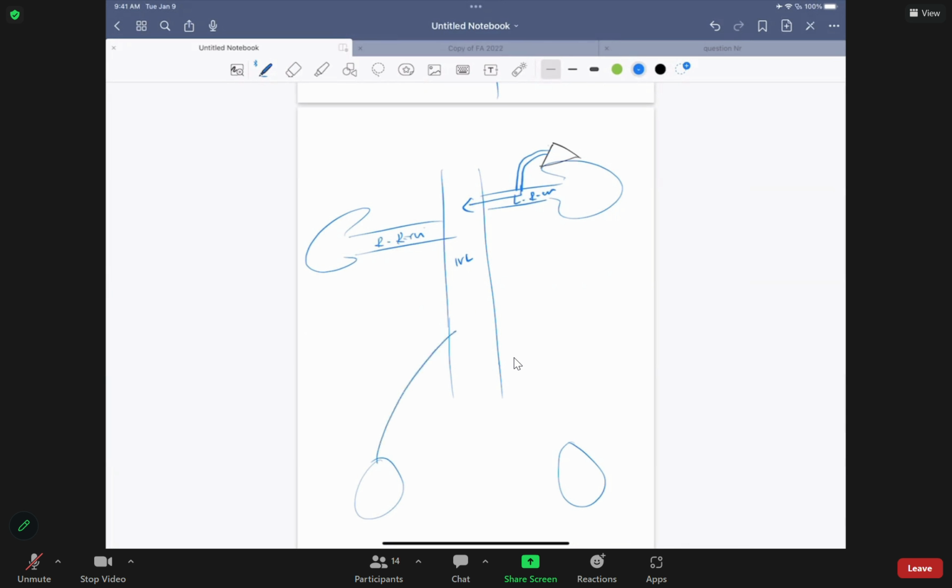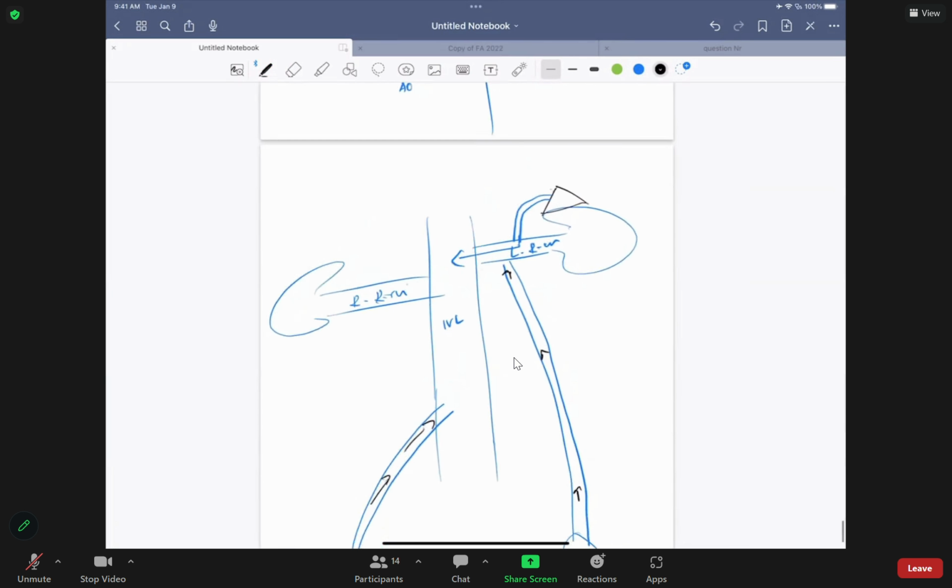The right side goes directly to the IVC. Left side goes to the renal vein. This is how it is, folks. Okay, this is important to learn. Left side goes directly to the renal vein, whereas right side goes to the IVC straight, folks. That's very important. Now why do we need to know this?